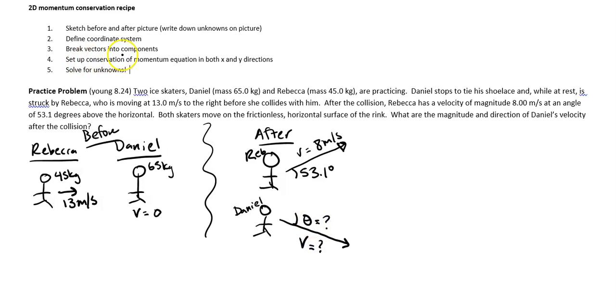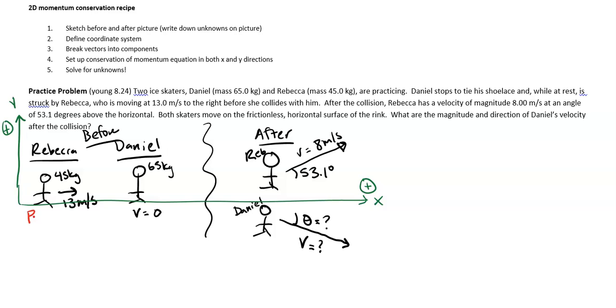Okay, now let's define our coordinate system. I'm going to say y direction is the up and down direction, where we say upwards is positive, and x direction, where to the right is positive. Cool. Now let's go ahead and break vectors into components. Even before I break vectors into components, I should go ahead and find the momentum of each thing. So let's go ahead and start.